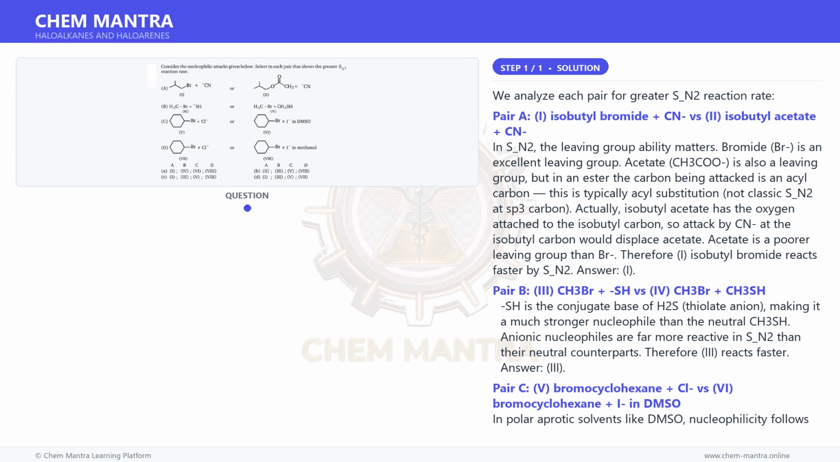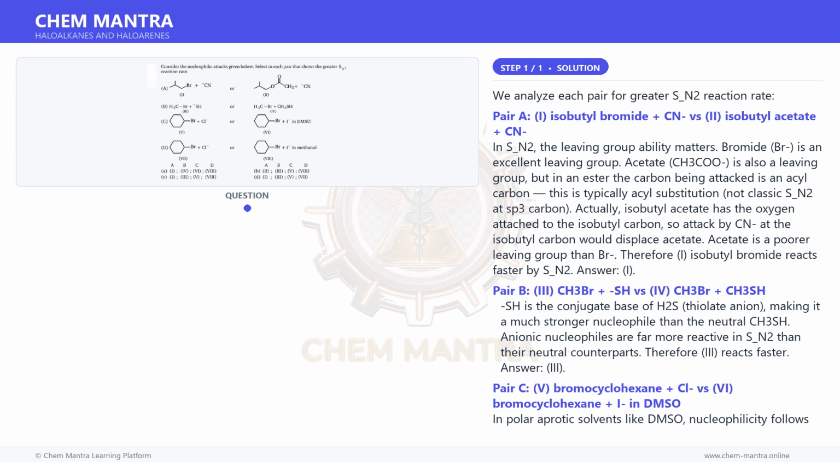For secondary alkyl halides, larger, more polarizable nucleophiles, I-, in aprotic solvents favor elimination, while smaller, harder nucleophiles, Cl-, give SN2. Answer: 5.